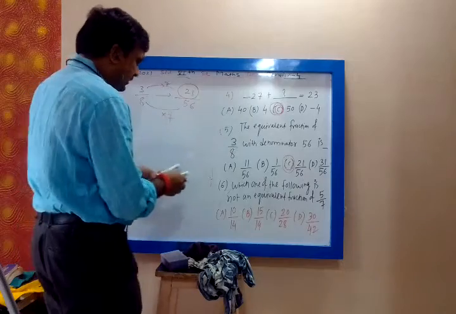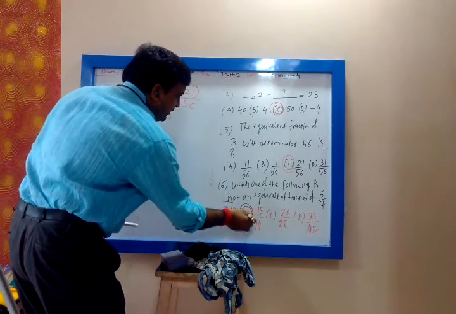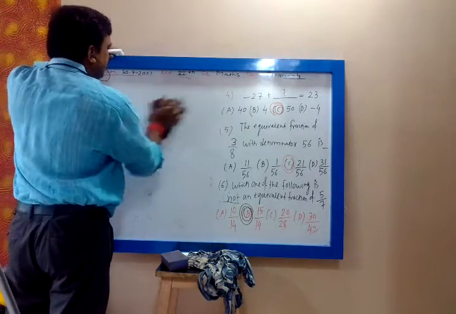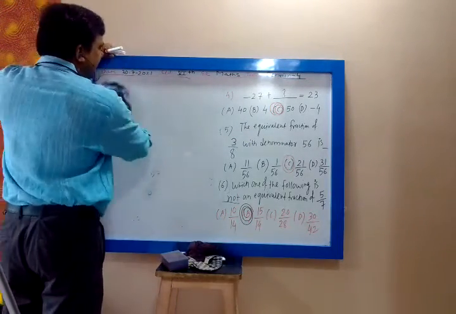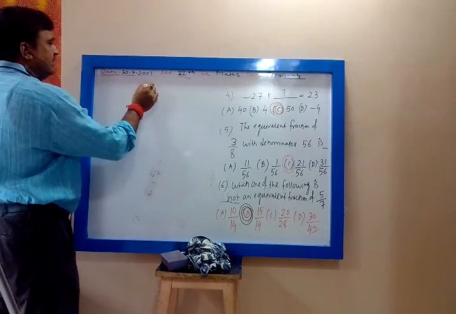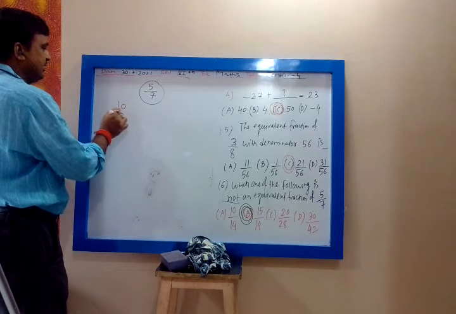Let us see. So the majority are selecting B. It is not an equivalent fraction. Let us check the answer whether it is B or not. Which one of the following is not an equivalent fraction of 5 upon 7? Let us see 10 upon 14.